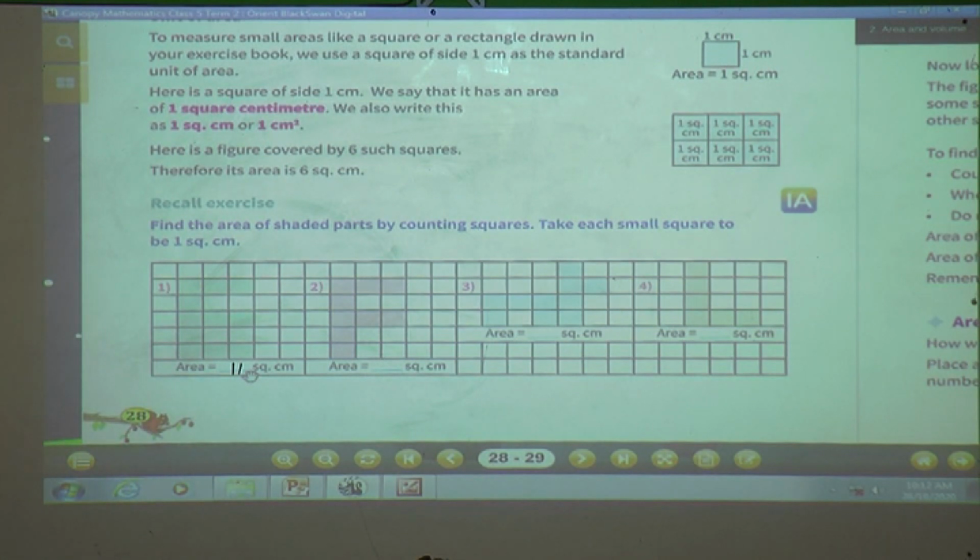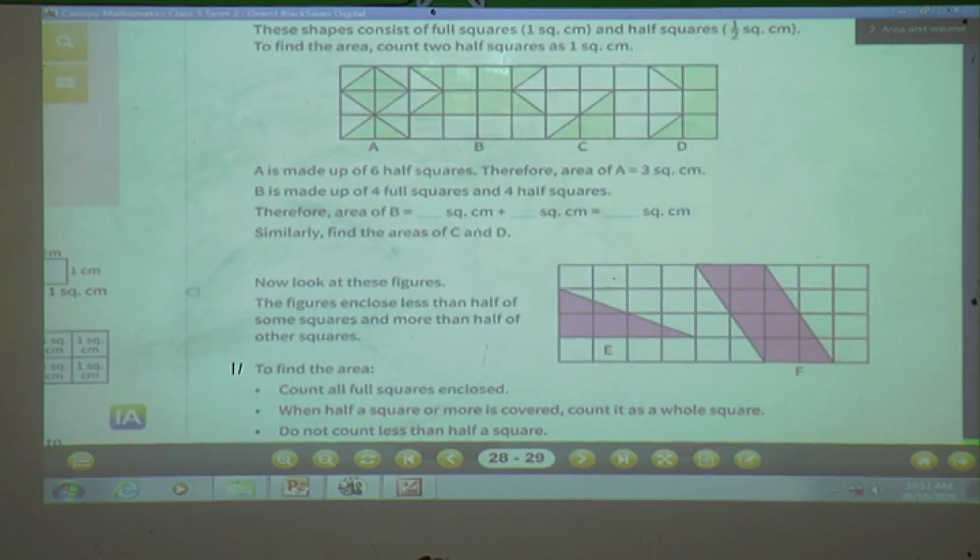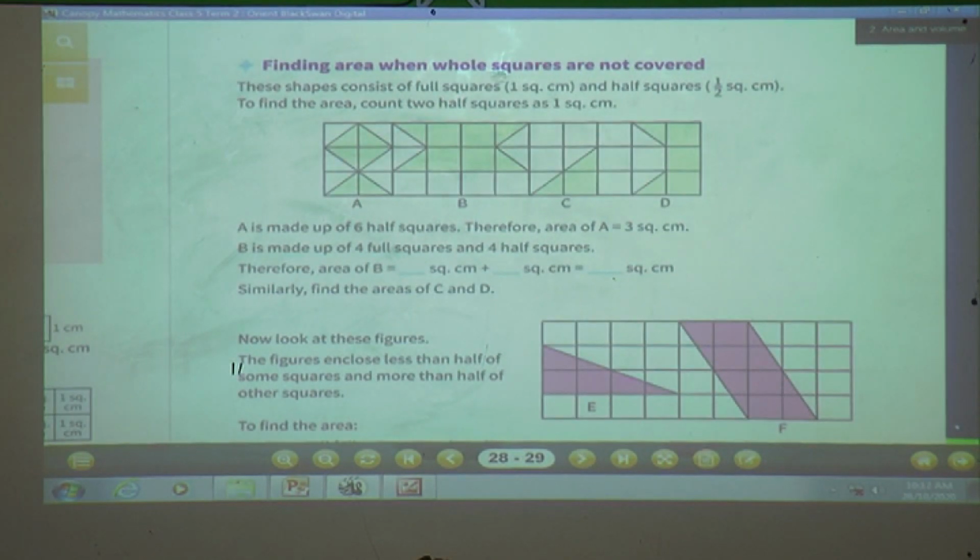Now next point, finding area when whole squares are not covered. See here are the rules. These shapes consist of full squares and half squares. To find the area, count 2 half squares as 1 square centimeter.